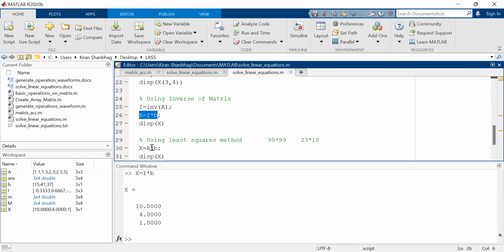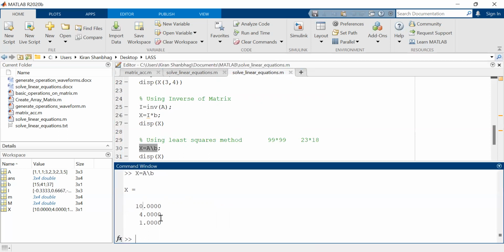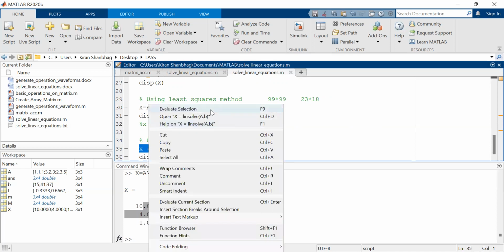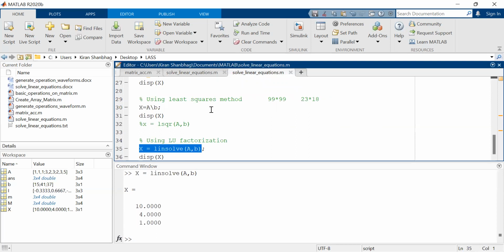Then the third method is using least squares. Yeah, this also works. It also gave me the same answer, and then finally the LU decomposition, the linsolve. So this should give us the same answer. These were the 4 methods, 4 very interesting methods.